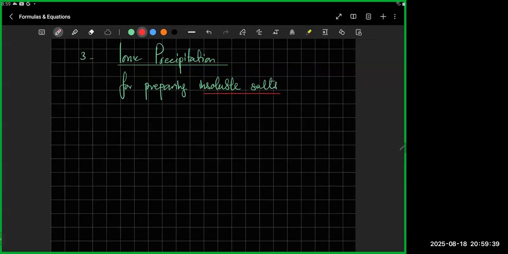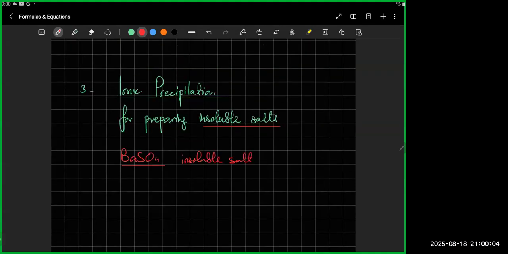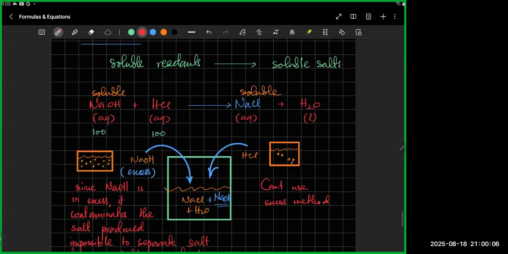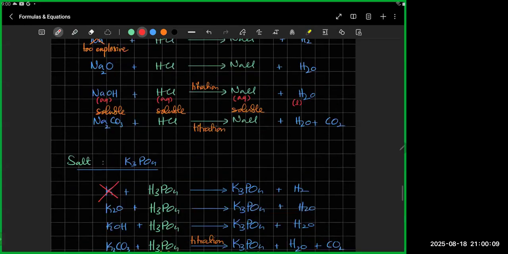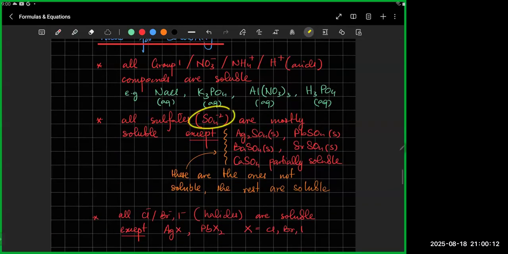There are plenty of insoluble salts. And this one is relatively an easy method if you get it. You don't have to remember a lot of stuff. So for any insoluble salt, for example, I want to prepare barium sulfate, which is an insoluble salt. How do I know it's an insoluble salt? Go and have a look at the solubility table. You would notice that sulfates are mostly soluble, except for barium sulfate. Barium sulfate is not soluble.